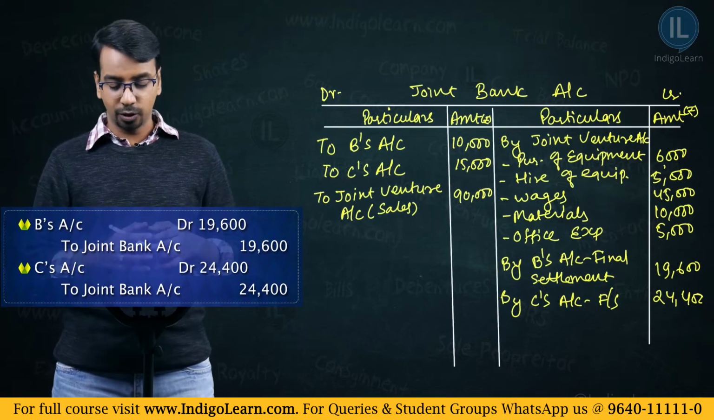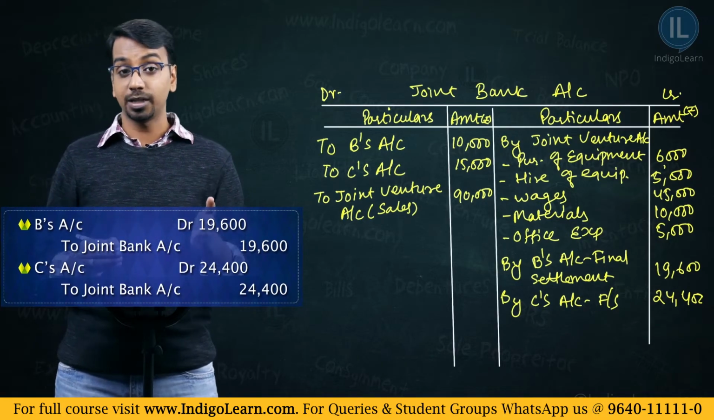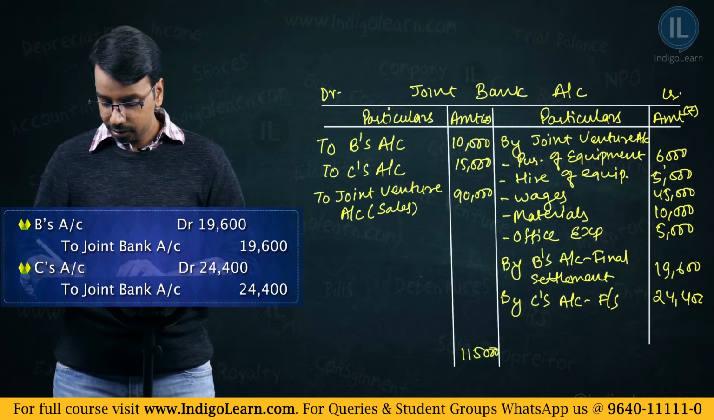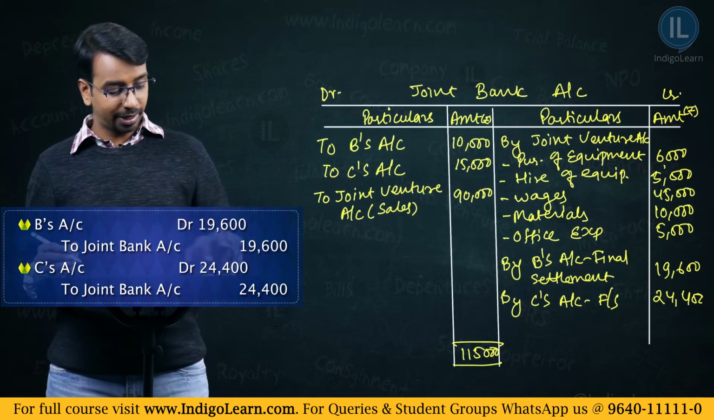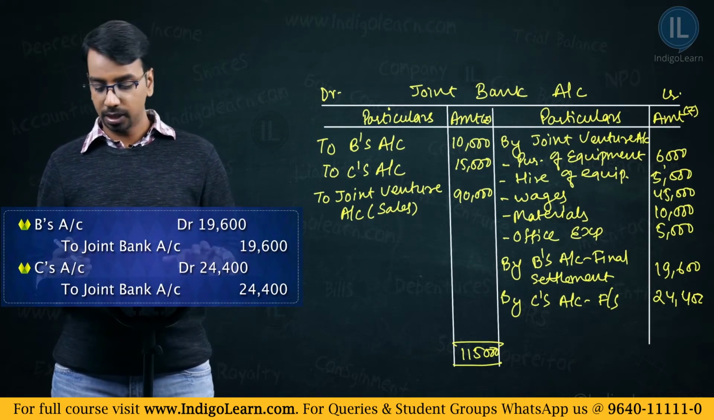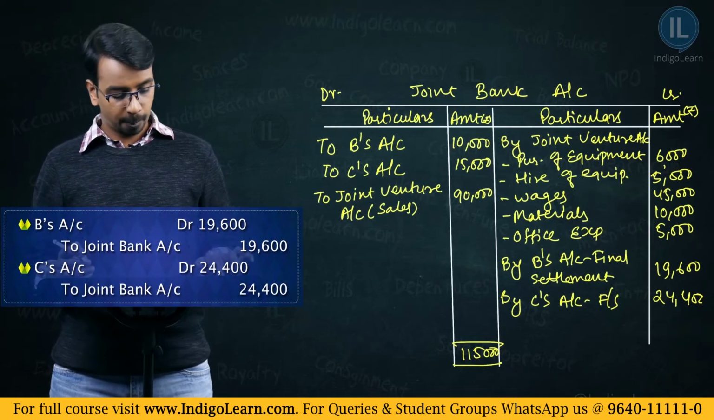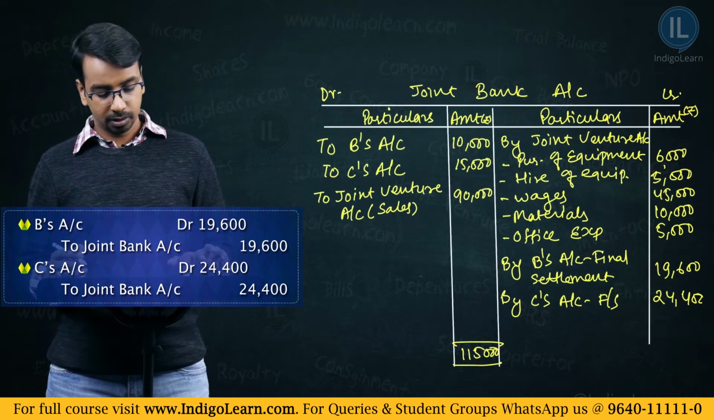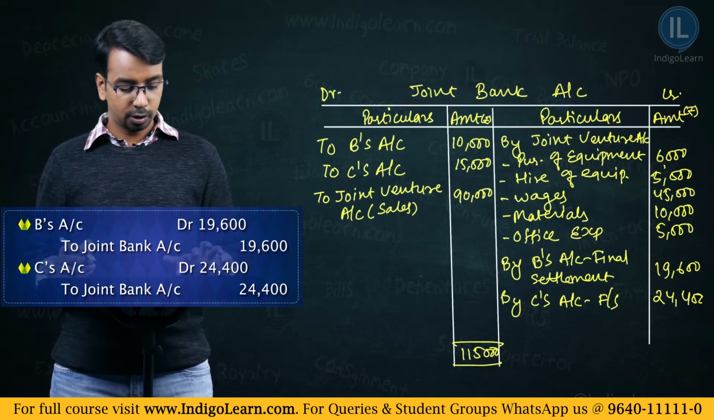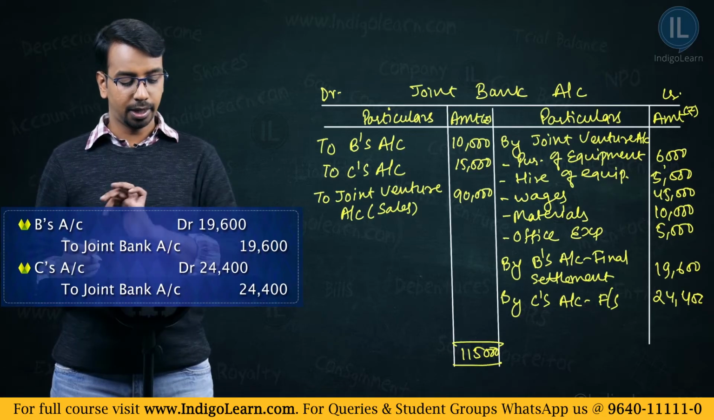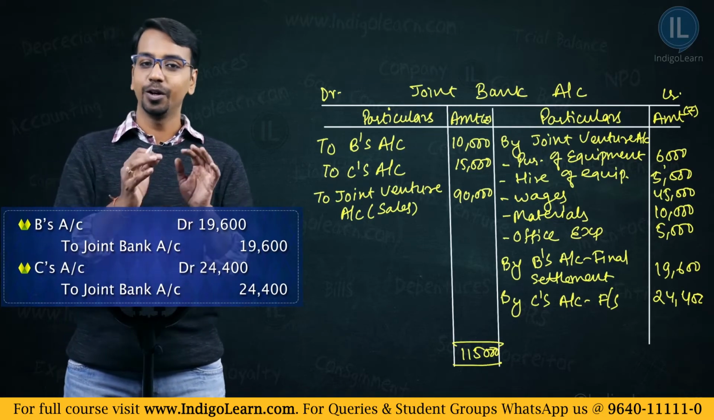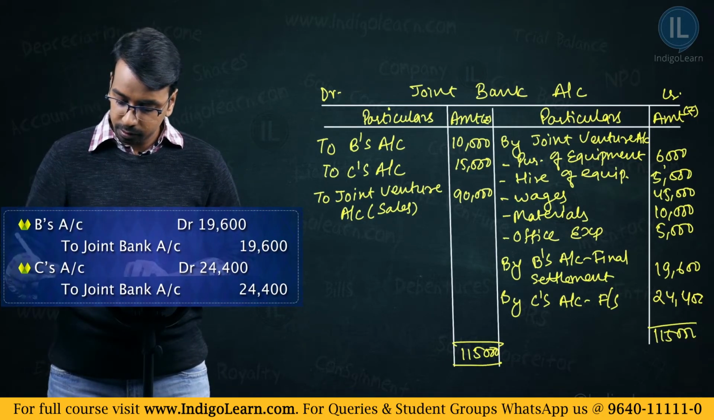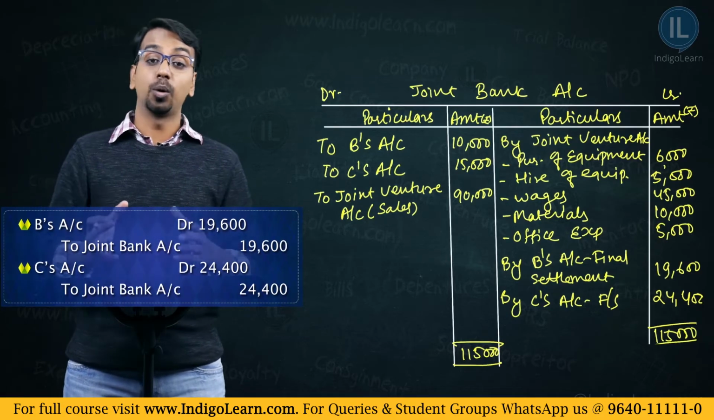So if you look at the debit side, you have 10,000 plus 15,000, 25,000 plus 90,000. That makes it 1,15,000. That is on the debit side. On the credit side, how much we have? 6,000 plus 5,000 plus 45,000 plus 15,000 plus 19,600 plus 24,400. So this also gives us 1,15,000. So nothing is left in the bank now. So with this, the bank account is also closed.